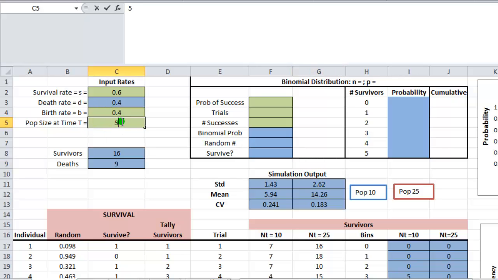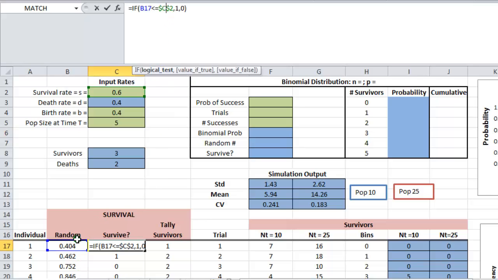So just to refresh your memory, we established a population size of individuals in cell C5. Let's just say that we're going to focus on 5 individuals. We then assigned each individual a random number, and we entered an equation that said if the random number is less than the survival rate that is stored in cell C2, then we would have the spreadsheet return the number 1. Otherwise, we would have the spreadsheet return a 0, indicating that the animal has died. This is a particular case of the binomial distribution, so in this very short video, we're going to just very briefly introduce the binomial distribution.